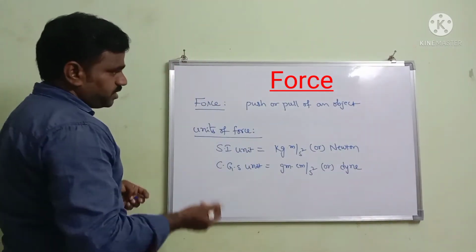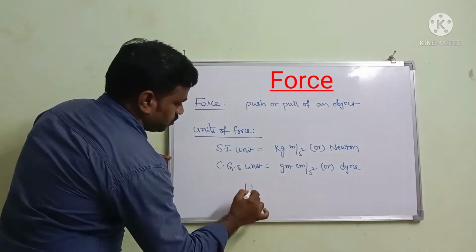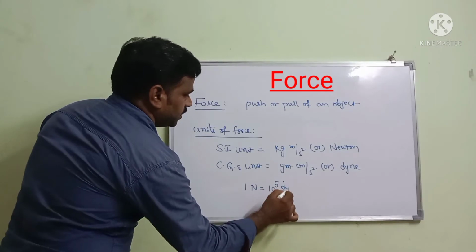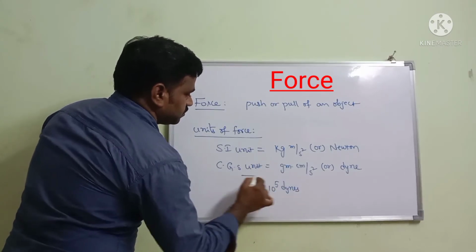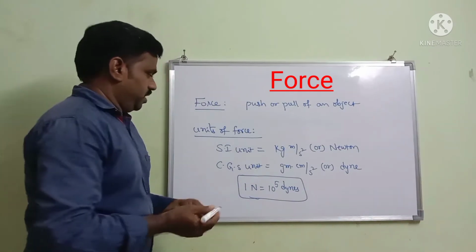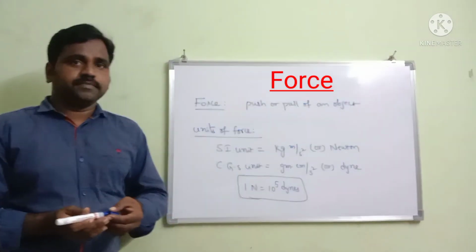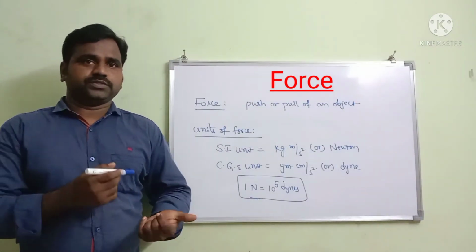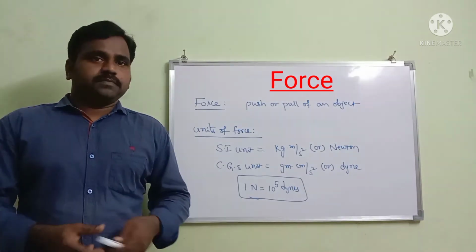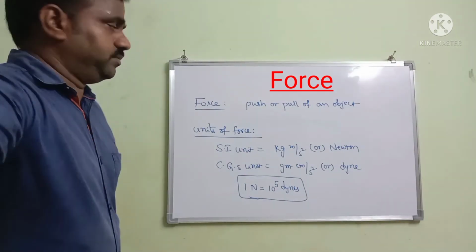And there is also one relation, that is 1 Newton is equal to 10 power 5 dynes. It is one of the important relations between the SI unit of force as well as the CGS unit of force. And now I am going to discuss the types of forces.